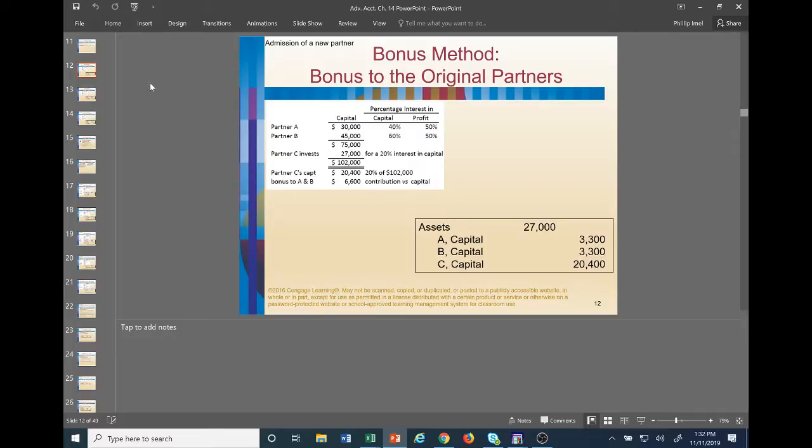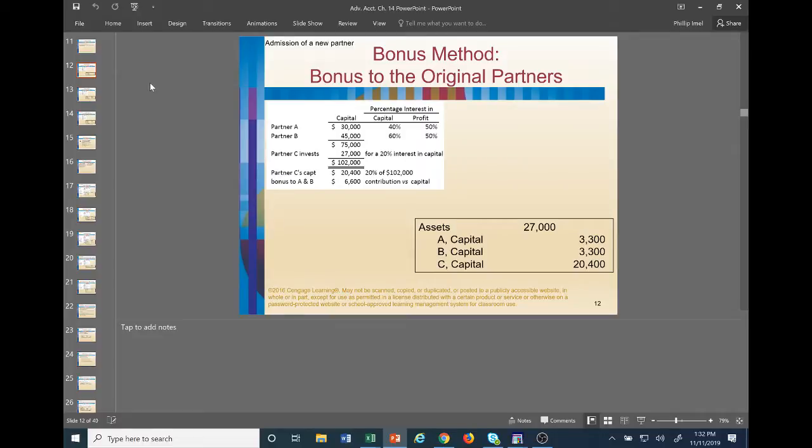Then assume that C invests $27,000 in the partnership in exchange for a 20% interest in the capital and a 20% interest in profits. The $27,000 of consideration invested by partner C in exchange for a 20% interest in capital suggests that the total value of the new partnership is $135,000. We know this because $27,000 divided by 20% gives us $135,000.